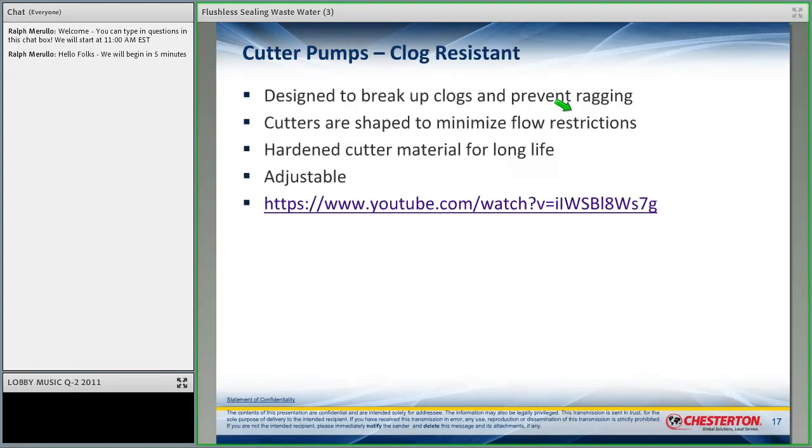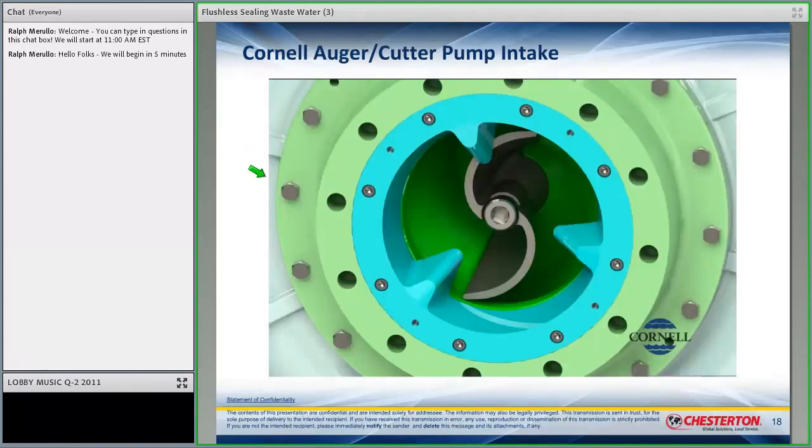They're designed to break up clogs and prevent ragging. They're shaped to minimize flow restrictions, and it's a hardened cutter. So usually they're hardened, and very often they're adjustable. So these cutters resist clogging. Here's another example of a cutter. This happens to be Cornell's version of it.